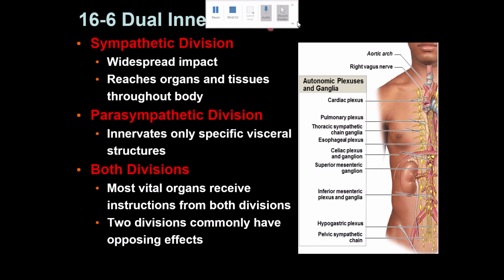The dual innervation means that there is a supply of the sympathetic and parasympathetic nervous system to the different organs. So that is called dual innervation. As you can see here, you do not need to memorize any of this.